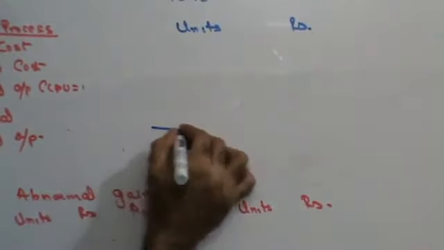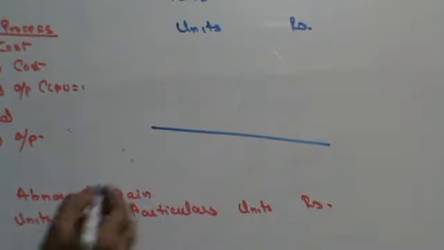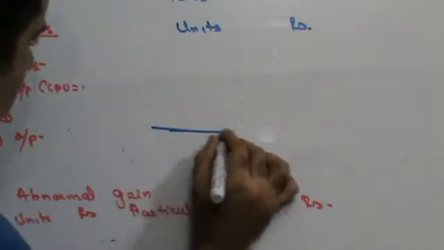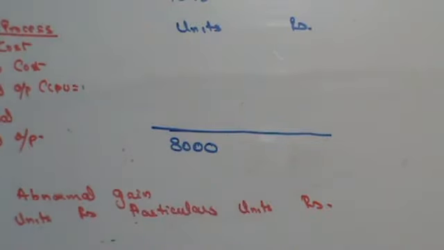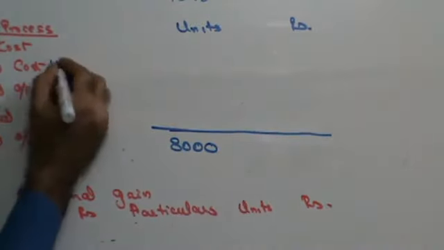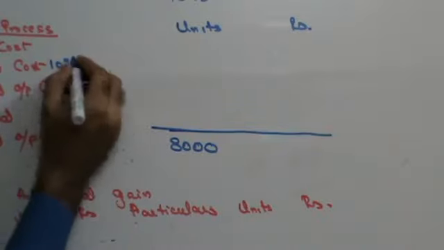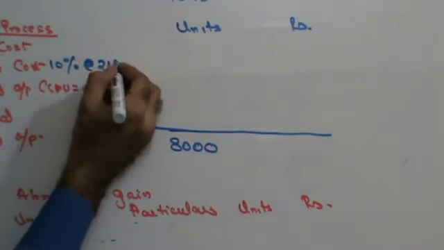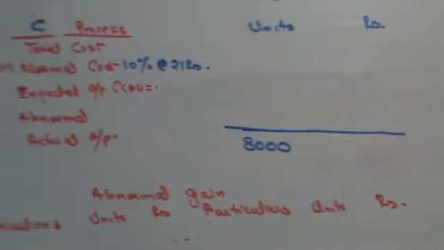Units, rupees. Now they give you that actual output from process C has to be 8,000 units. Okay. The percentage loss is given to you as 10% and the scrap value is given to you as 21. Fine, do we get this? Okay, once this is done, you can start with the tally process.